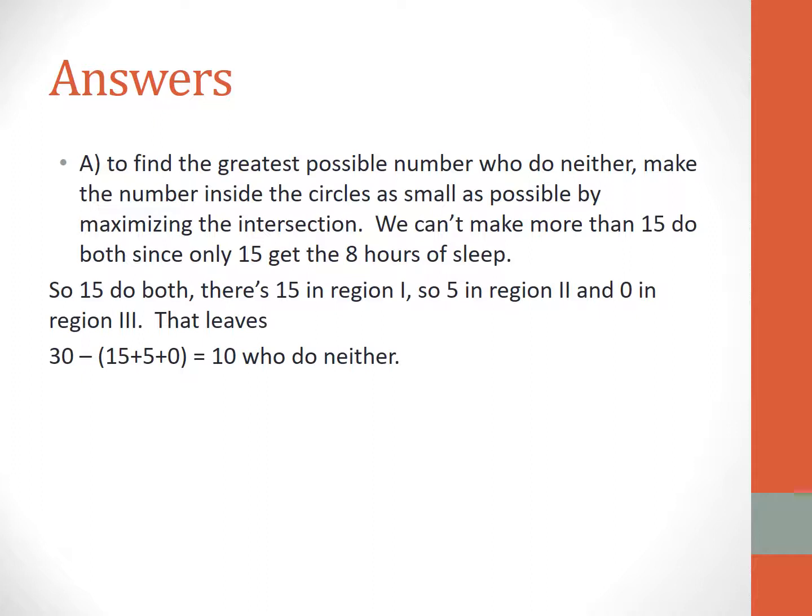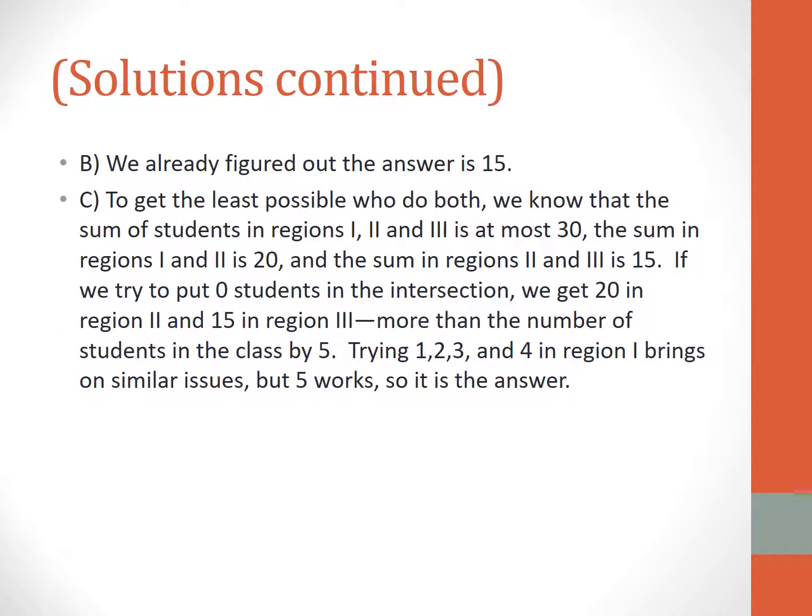So I now know how many people are in regions 1, 2, and 3, and I know how many people there are total. So we'll subtract. 30, the total number of people in the whole rectangle, regions 1, 2, 3, and 4, is 30. Subtract the number of people in regions 1, 2, and 3. That leaves 10 people who neither sleep enough nor exercise, and that's the biggest possible. The answer to B was 15. That's the most who could do both because I can't have more than 15, since only 15 people get enough sleep.